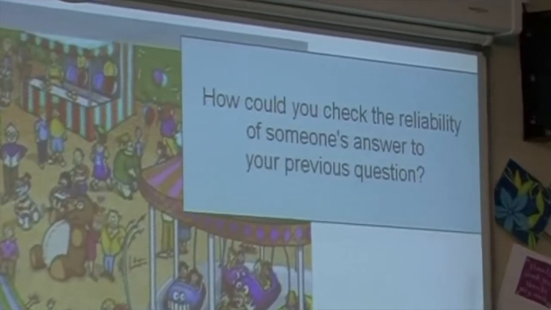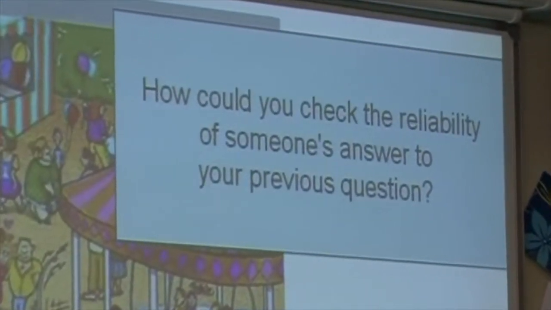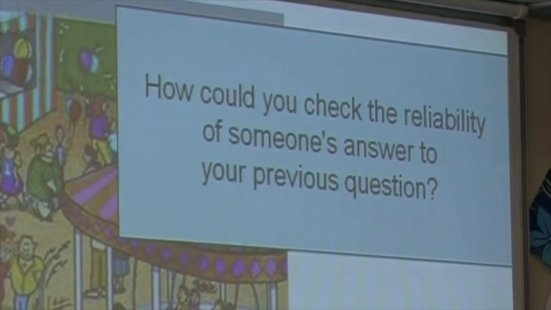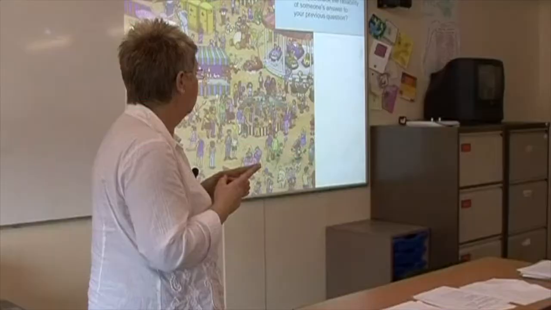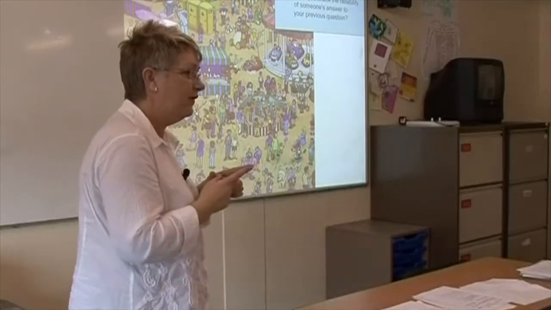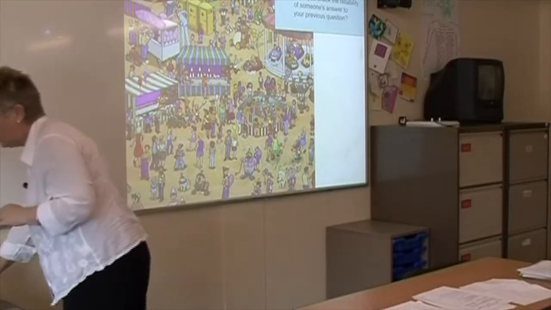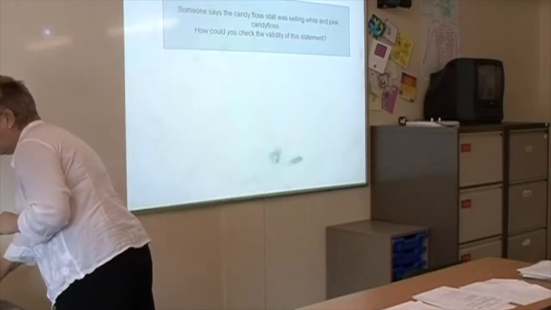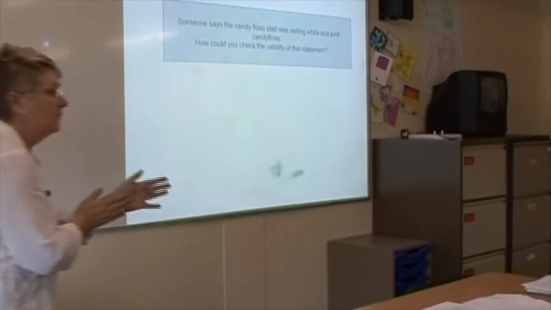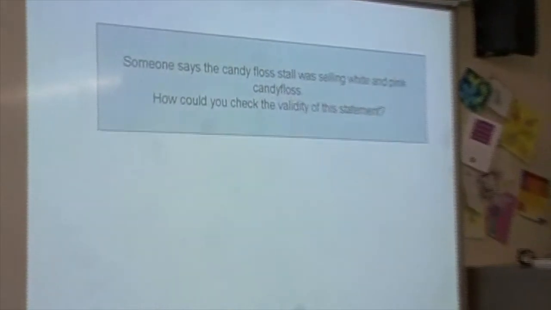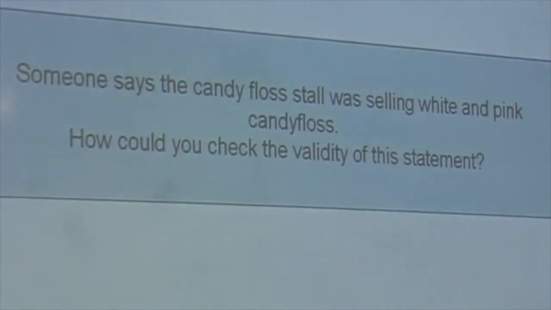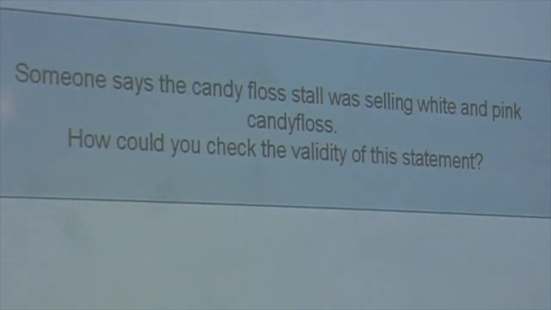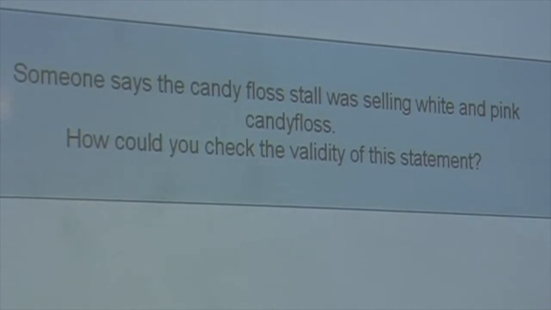Bit of a toughie now, so we're moving into those ones we've looked at over the last couple of lessons. How could you check the reliability of someone's answer to the question you've just written? And don't panic if you can't remember what it means. I'm sure there's somebody who's going to be able to do it. Last one. So someone says that the candy floss store was selling white and pink candy floss. How could you check the validity of that statement?